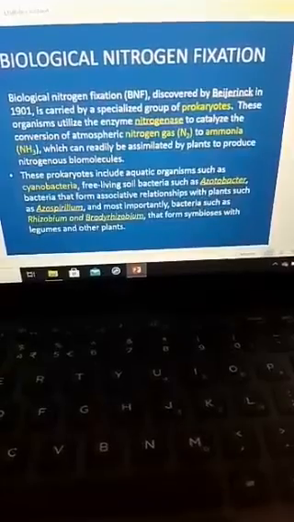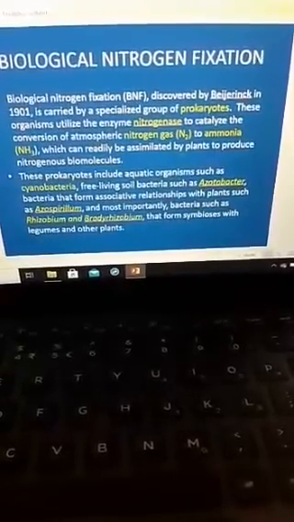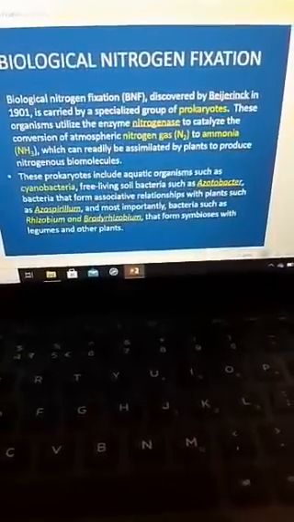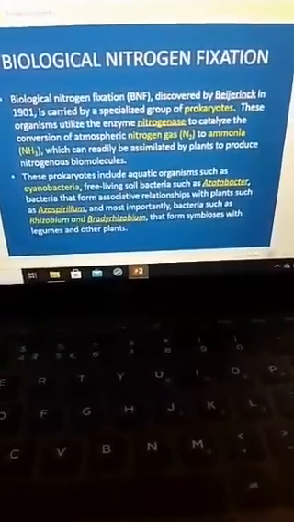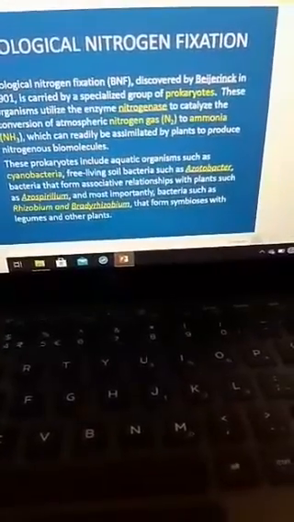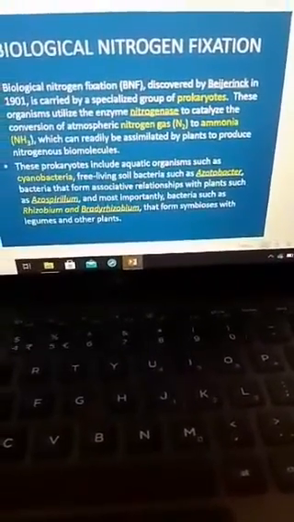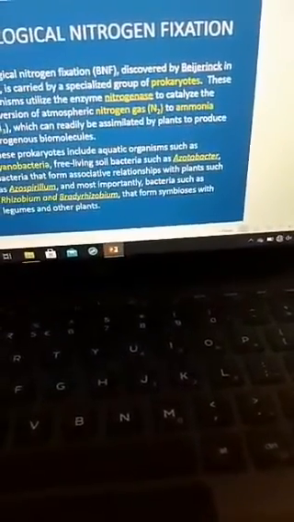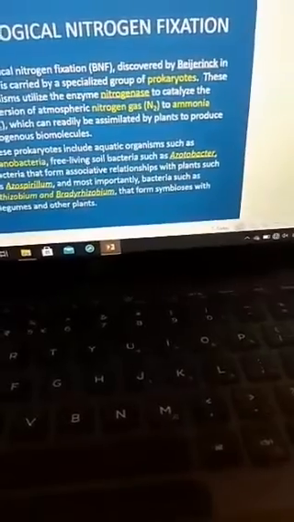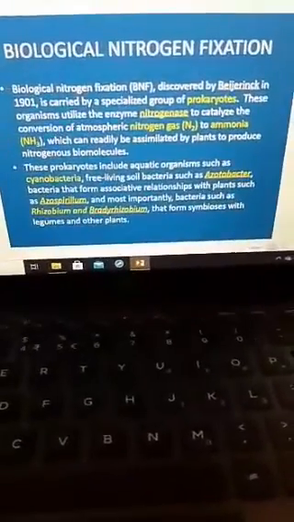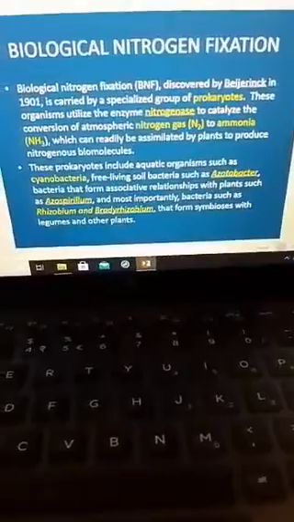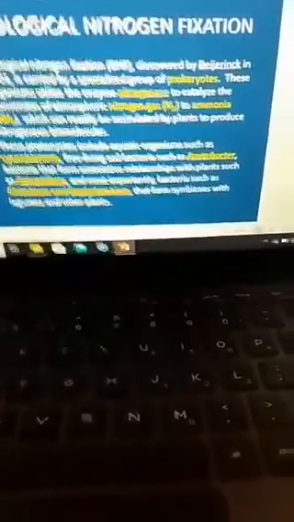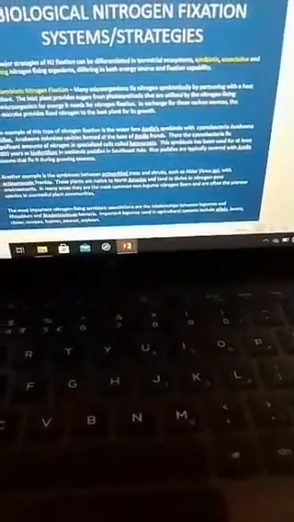It shows that mostly the organisms that fix the nitrogen are the prokaryotes, the bacteria, and they're able to do that with the help of an enzyme called nitrogenase. You've got different types of bacteria: cyanobacteria, rhizobium, bradyrhizobium. All these are microorganisms that are able to fix nitrogen. You can read this slide, it's very easy to understand.